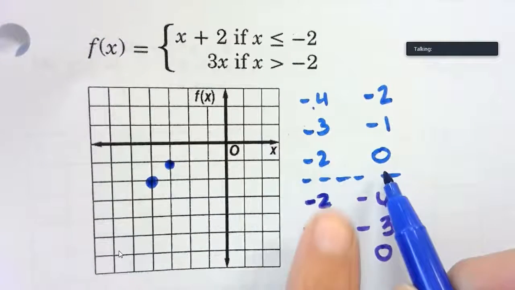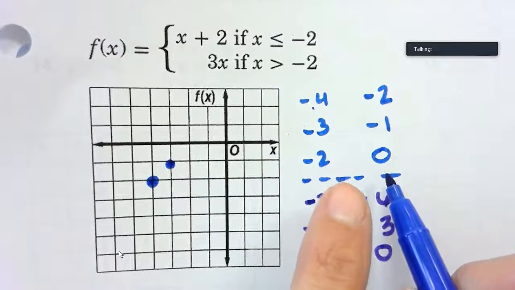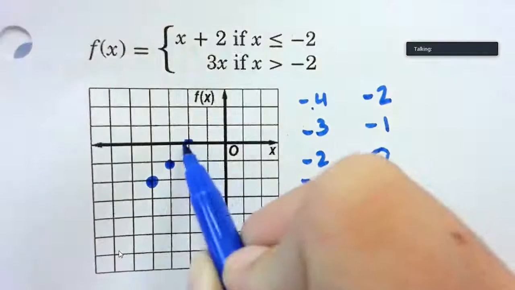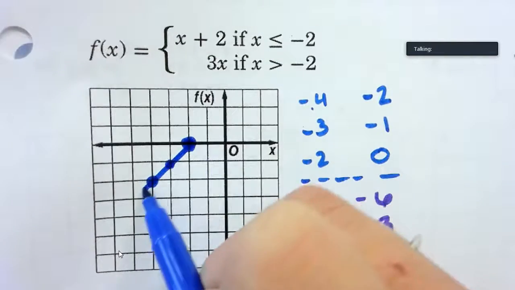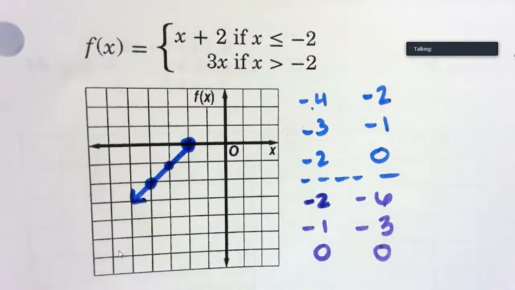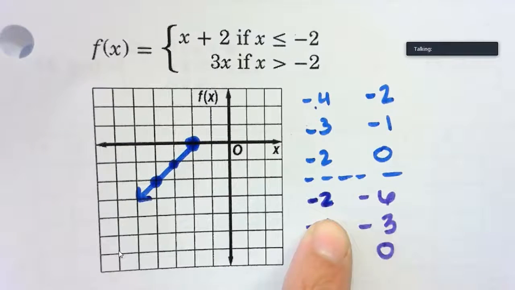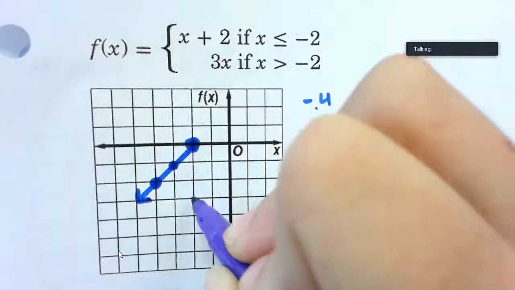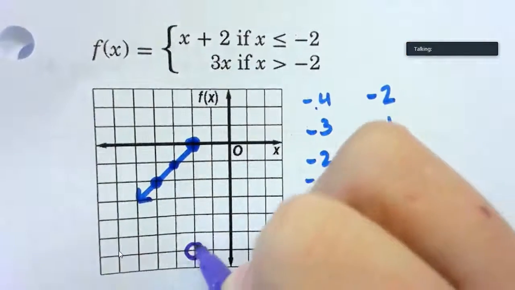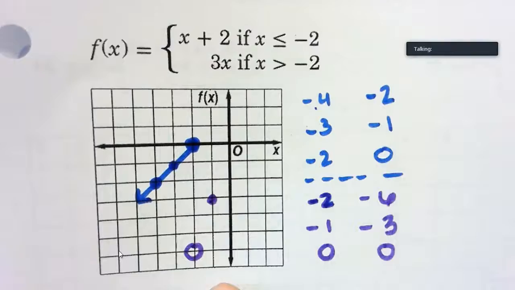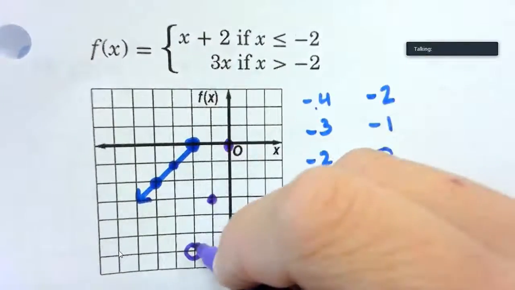At the point -2, 0, will my point be open or closed? Good. At the point -2, -6, open or closed? And then you have -1, -3, and 0, 0.